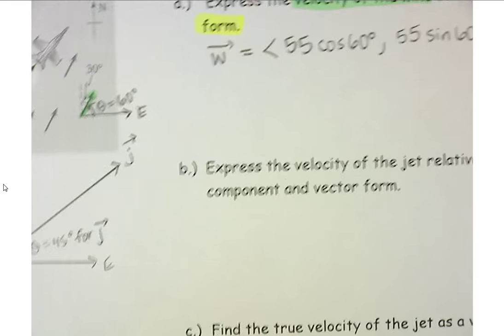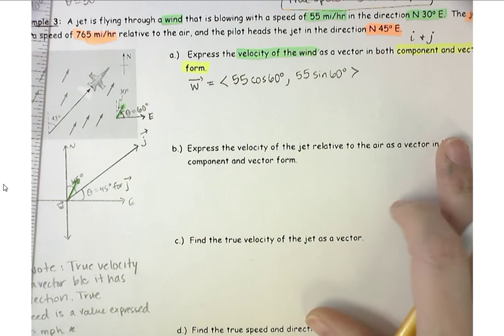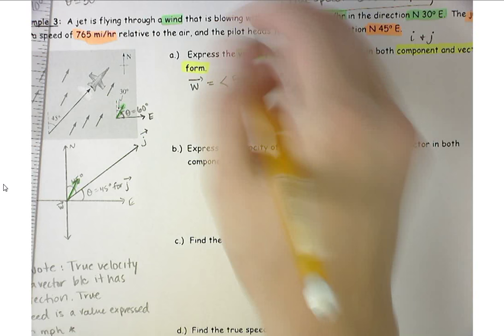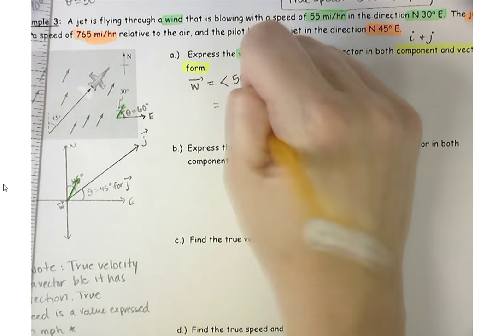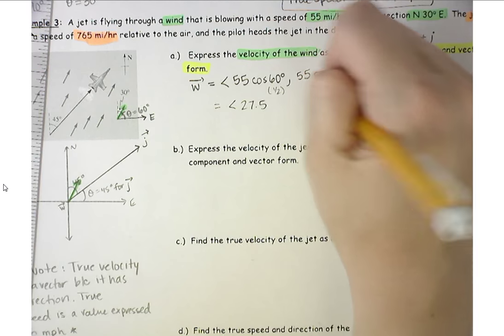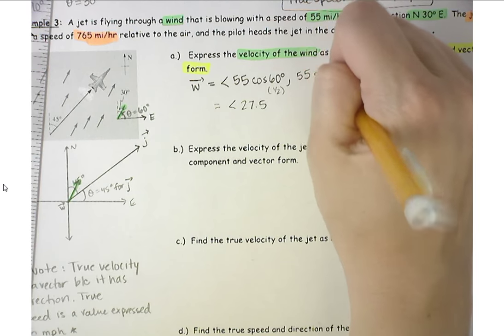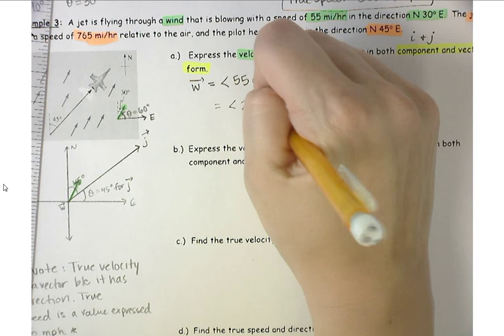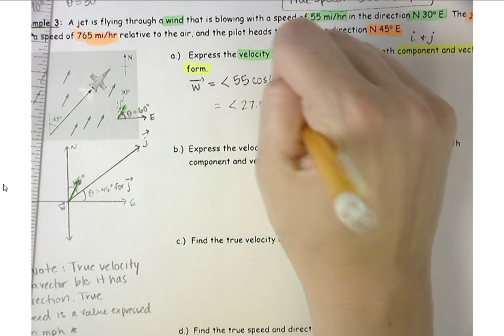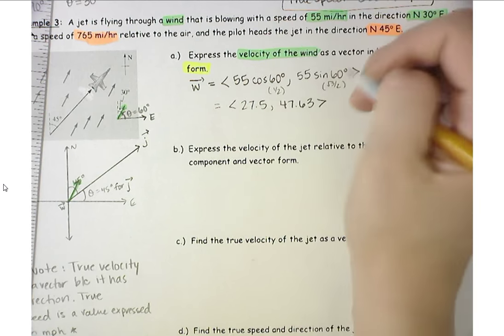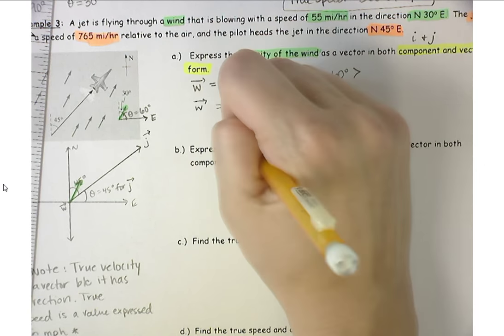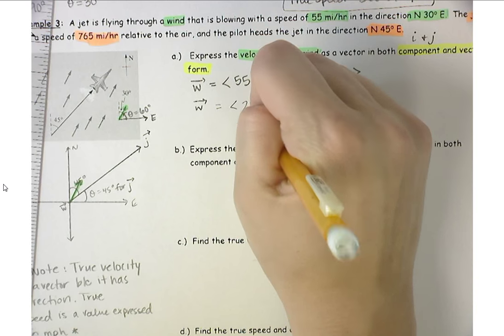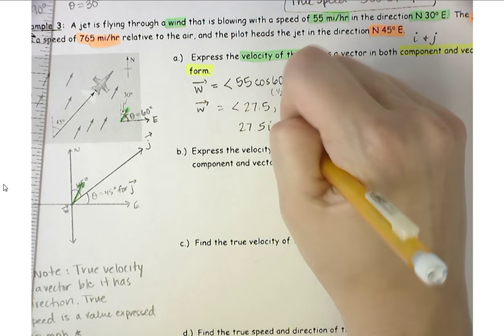Okay, so we know that the cosine of 60 is 1/2. So half of 55 is going to be 27.5. And this would be root 3 over 2. Okay, and we can just keep this as a decimal. We are going to add them together. So then we'd have 27.5i plus 47.63j.